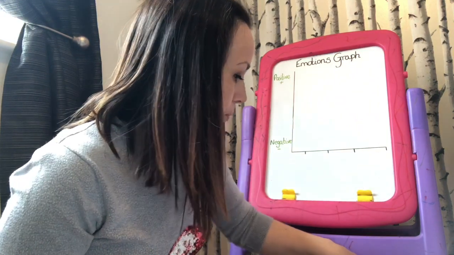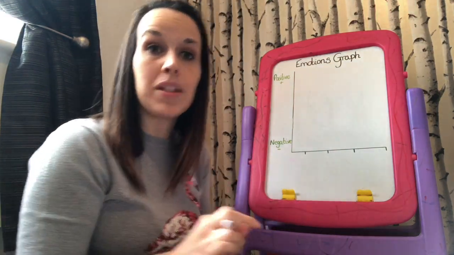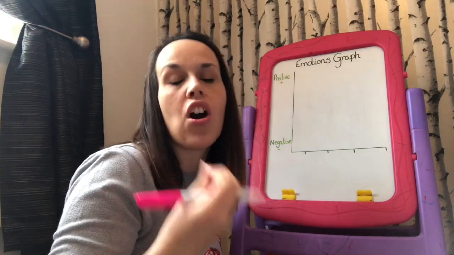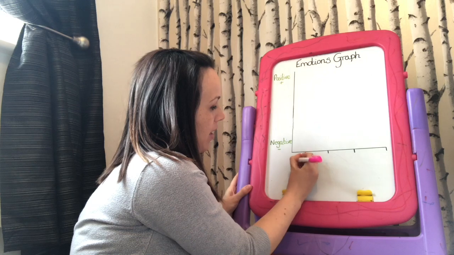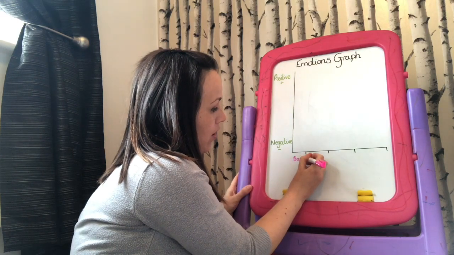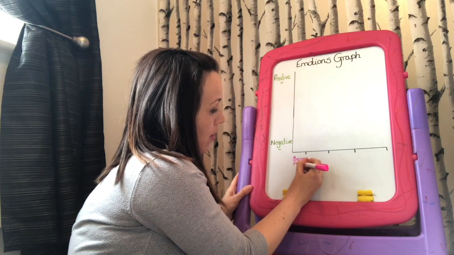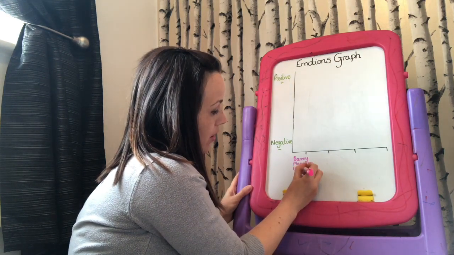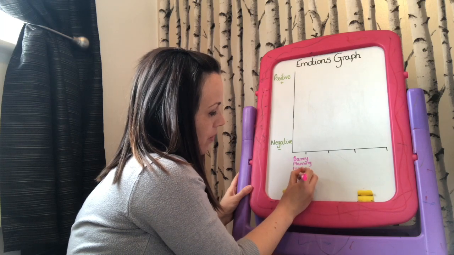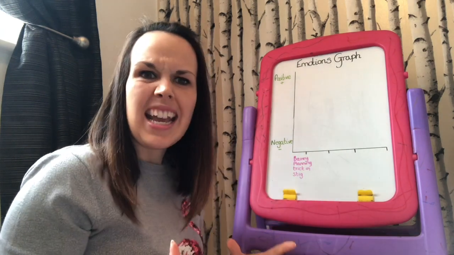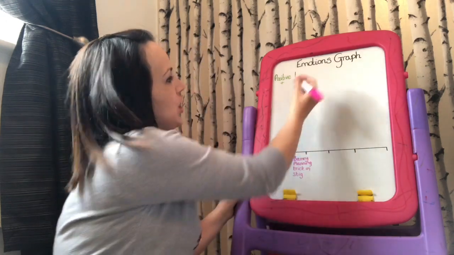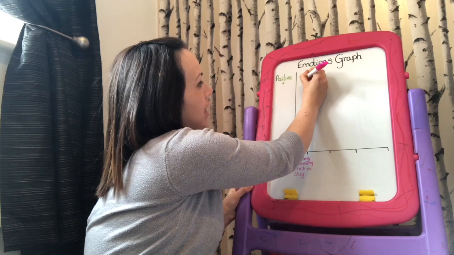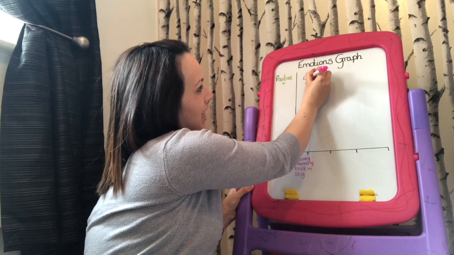So, for example, one of the events from the text is where Barney is planning to play a trick on Stig. So I'm going to put here, Barney planning trick on Stig. And at this point, he's actually feeling quite excited. So I'm going to plot myself across there and I'm going to write above it that he's feeling excited.